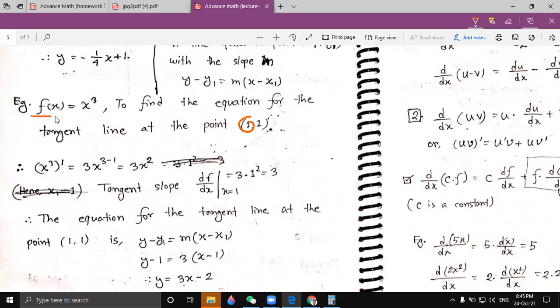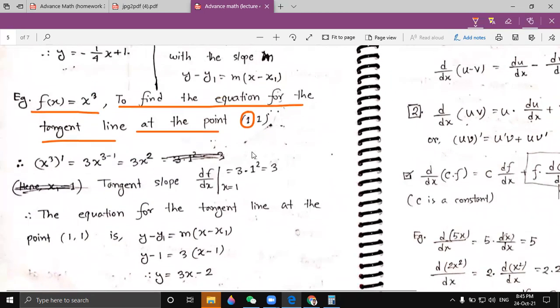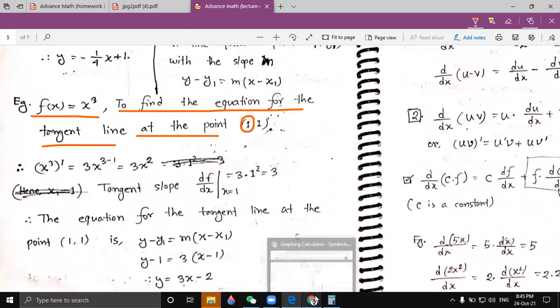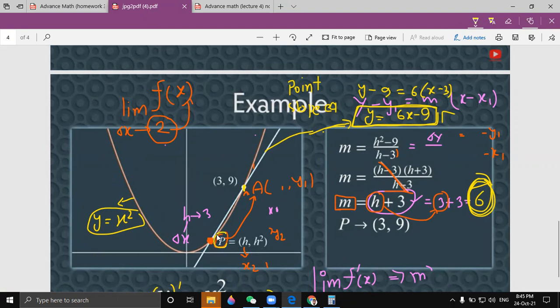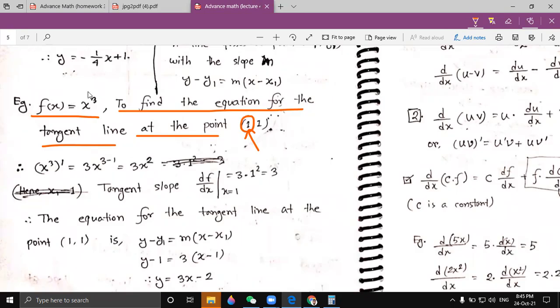For this equation, we have f of x is equal to x cube. So we have to find the equation for the tangent line at the point 1, 1. So here x is approaching 1, okay? So if I graph this, it will be f of x is equal to x cube, right? Remember, you have to compare this with the first example I gave you, like when p is approaching a, then h is approaching 0. So you have to think of this function this way to understand how x naught is approaching 1.